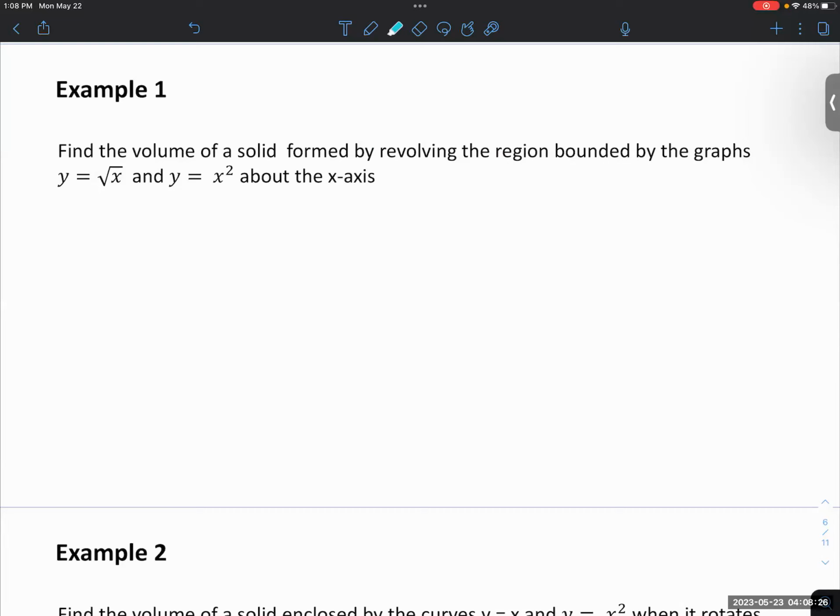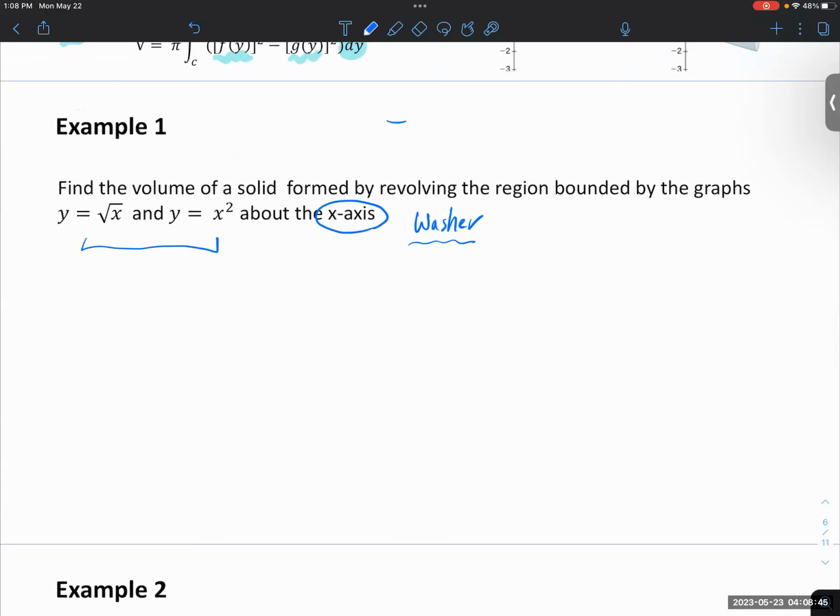So find the volume of a solid formed by revolving the region bounded by the graphs. We have two functions rotating about the x-axis. We're going to use a washer. Disk is not going to work because we have two functions. So we write pi, then a to b, the large radius function f of x minus g of x, the smaller function, squared, dx, and you can find the volume between them. That's what we do when rotating about the x-axis.